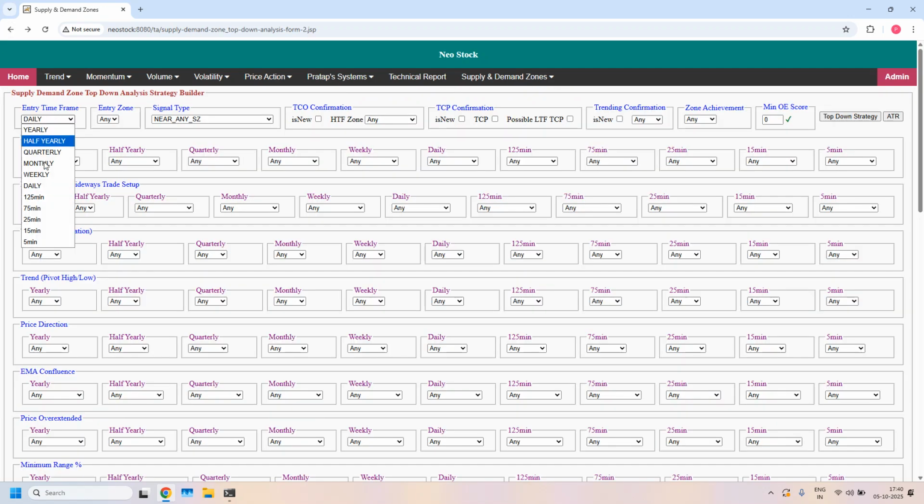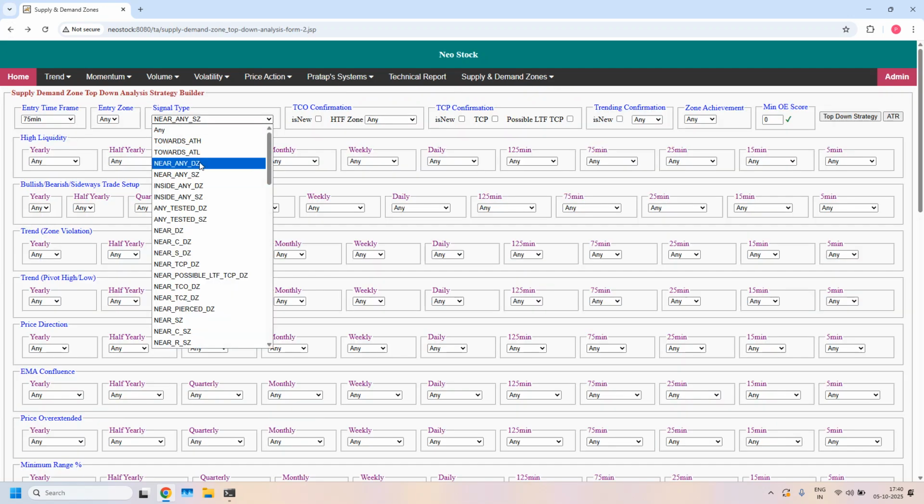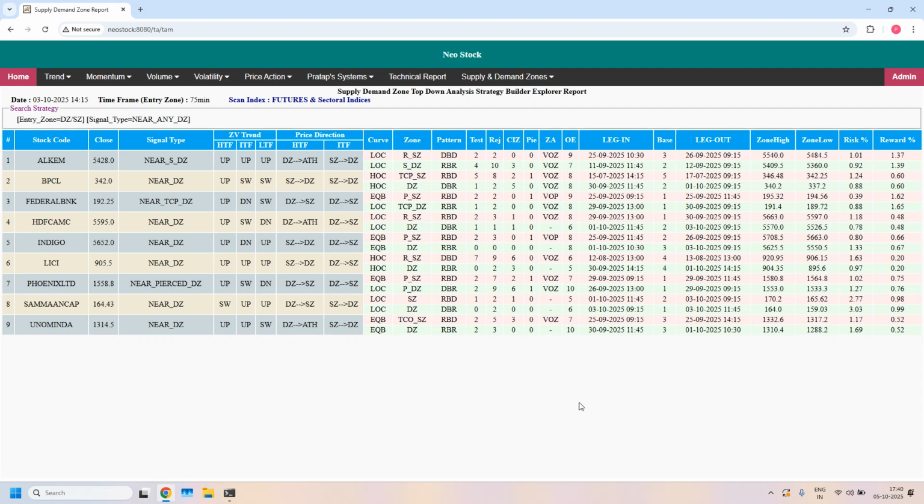Okay, next time frame is 75 minutes. Stocks near the 75 minutes demand zone. We got 9 stocks. Let us identify high liquidity 75 minutes demand zones from this list. First one is Alchem. This is also having a high liquidity supply zone apart from the high liquidity demand zone. Even though it is in the stocks near high liquidity demand zone list, because it has both high liquidity demand and supply zones, you may get trade opportunities on either side because the distance between these zones is small.